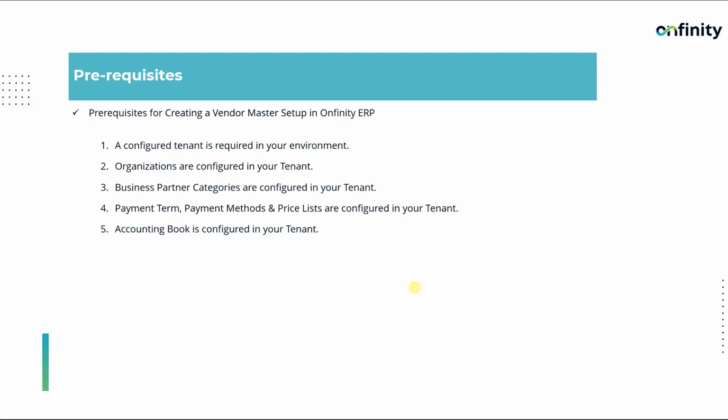The prerequisites for creating a vendor master in Onfinity ERP include a configured tenant in your environment. Organizations are configured in your tenant. Business partner categories are configured in your tenant. Payment terms, payment methods, and price list are configured in your tenant. The accounting book is configured in your tenant.